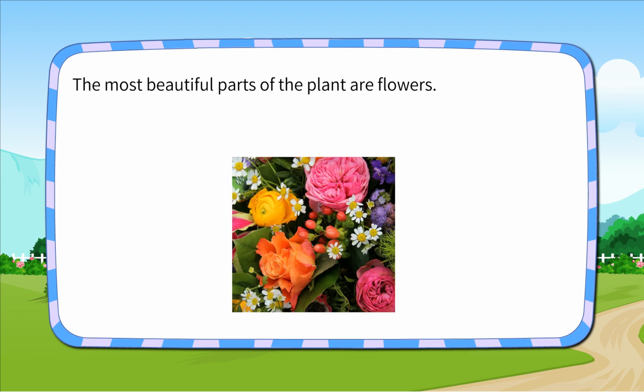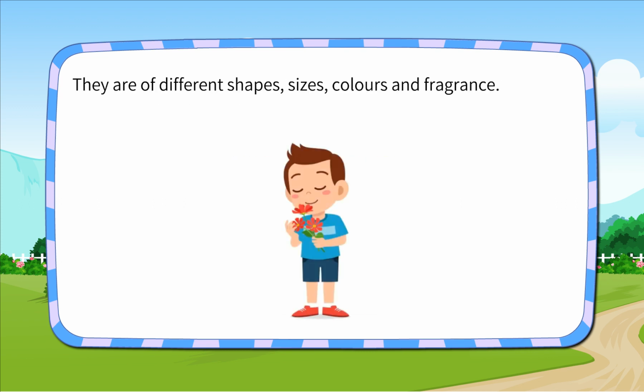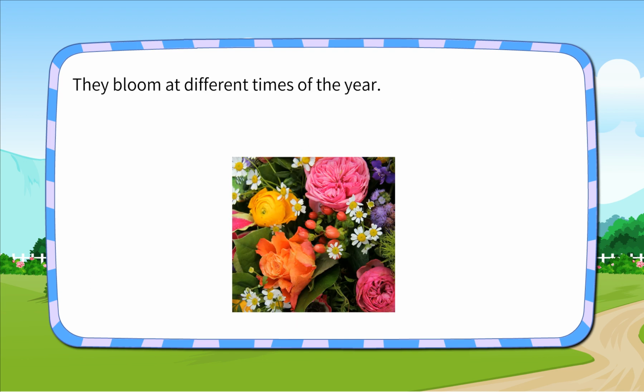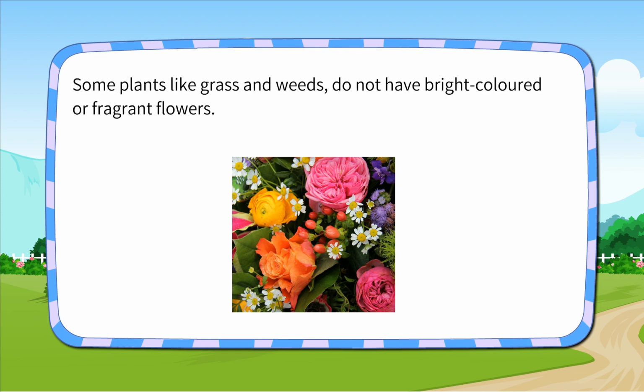The most beautiful parts of the plant are flowers. Plants have different types of flowers. They are of different shapes, sizes, colors, and fragrance. They bloom at different times of the year. Flowers grow from buds. They burst open and petals spread out to form flowers. Some plants like grass and weeds do not have bright colored or fragrant flowers.